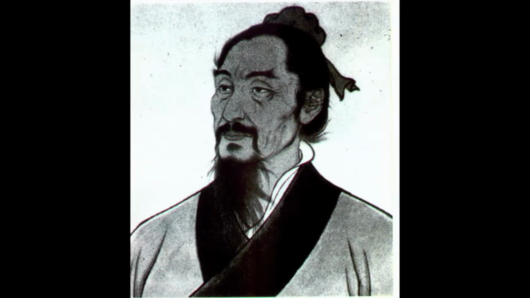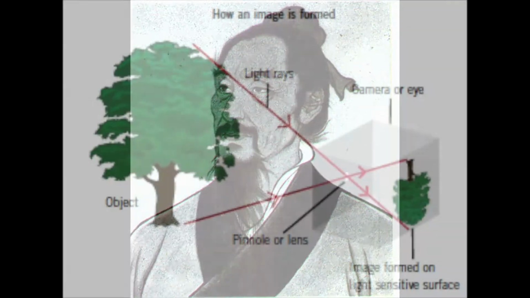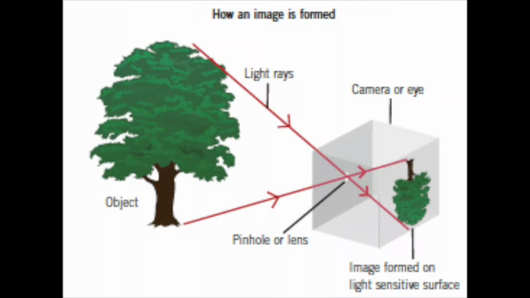But the first known writings on ideas that would eventually become the Camera Obscura are from around 400 BC by Mozi, a Chinese philosopher who correctly asserted that an image passing through a small opening is upside down because light rays travel in straight lines.